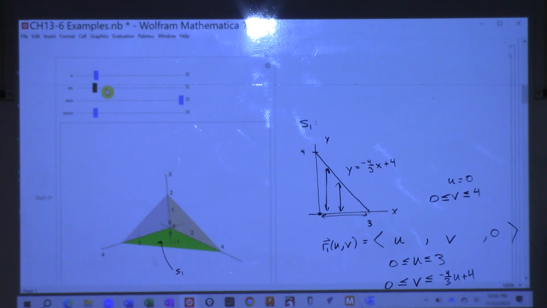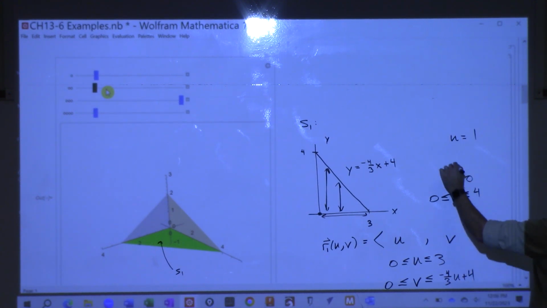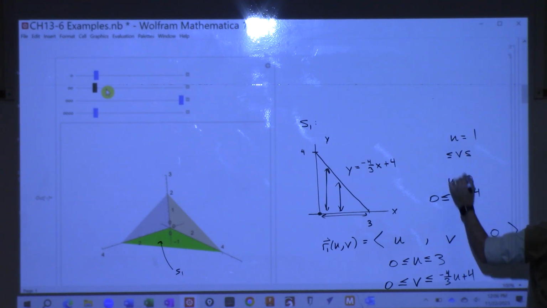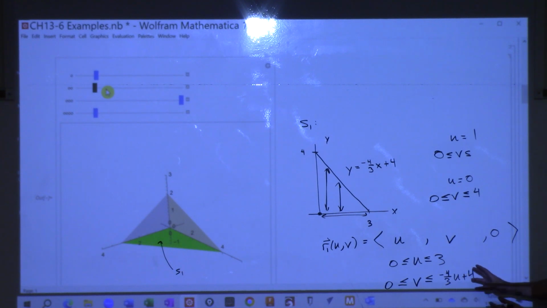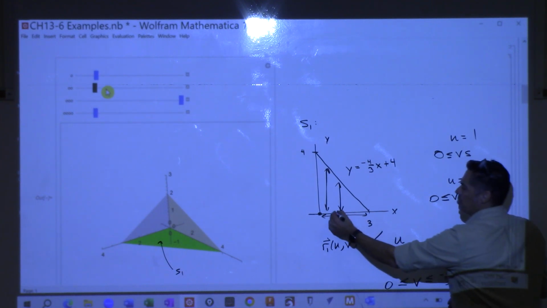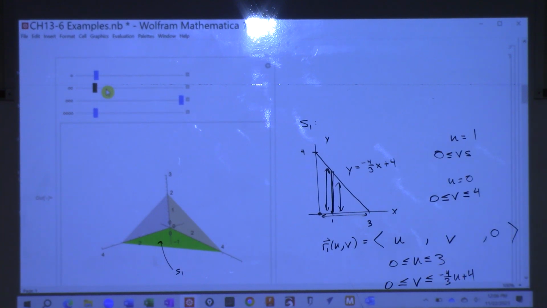And let's say u is 1. If u is 1, yeah, it's going to be harder. If u is 1, what's my v between? 0 and, if I plug 1 in here, I'm going to get some number, right? And that's actually from there to there, right? Not quite all the way up to 4. Is that doing what you want it to do? No? Okay, that's it.